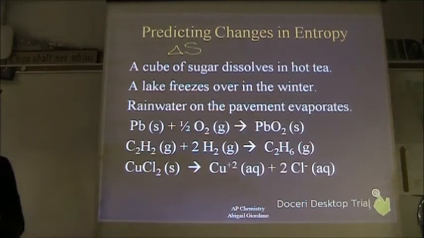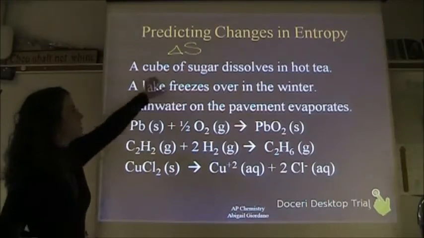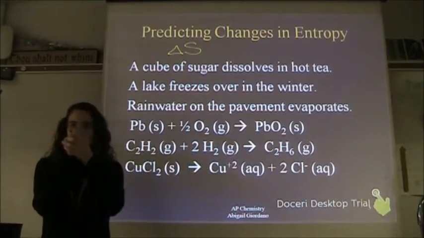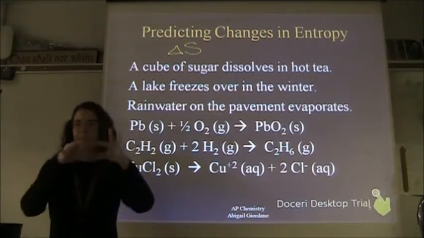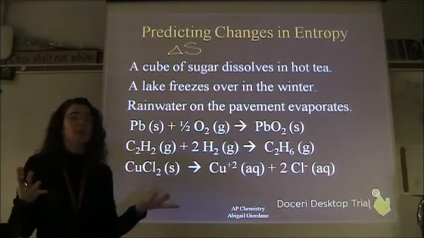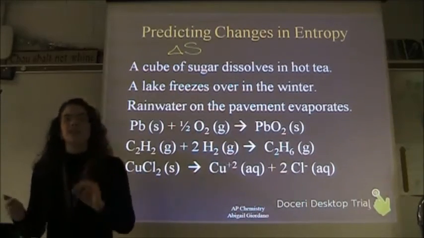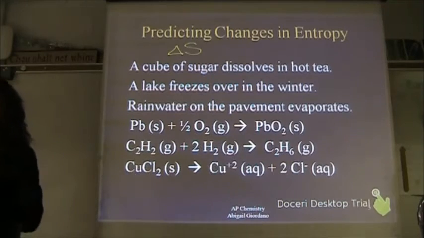It says a cube of sugar dissolves in hot tea. The first thing I would ask myself if I'm reading this question is, is this situation getting messier or is it becoming more organized? What do you think? It's getting messier. Okay? You had a nice organized compact cube of sugar and now it's all dissolved. That's getting messier. Does that mean entropy is increasing or decreasing?